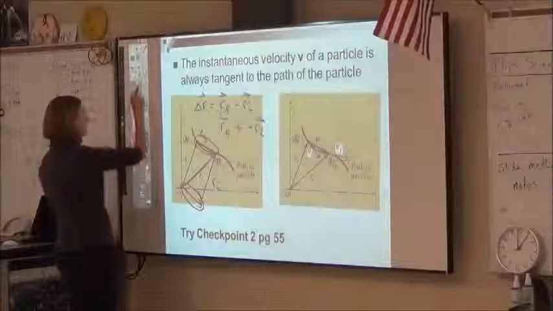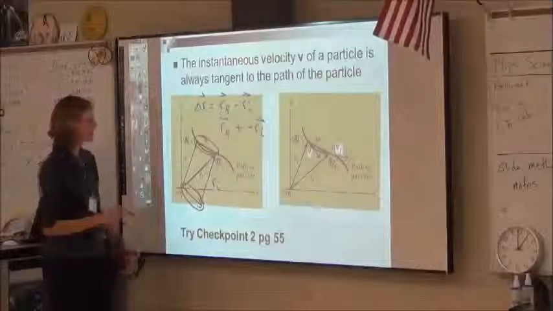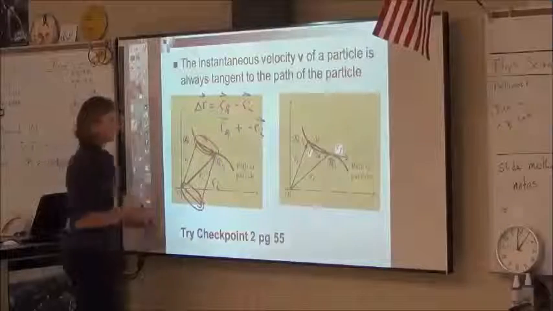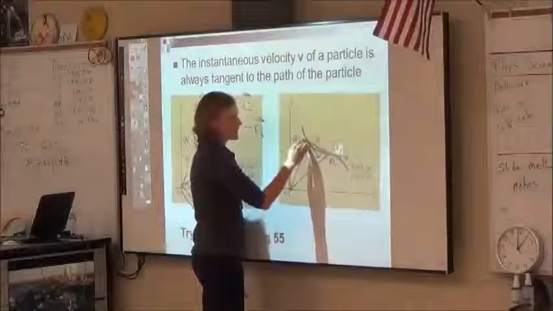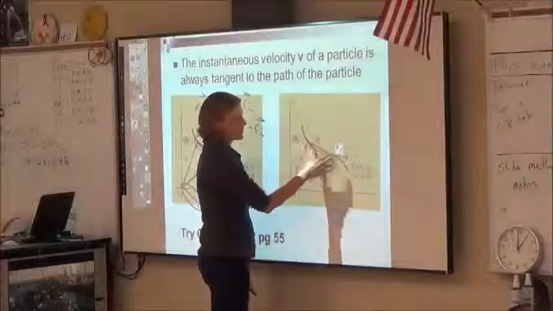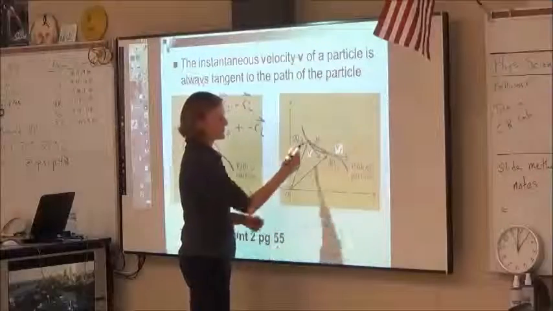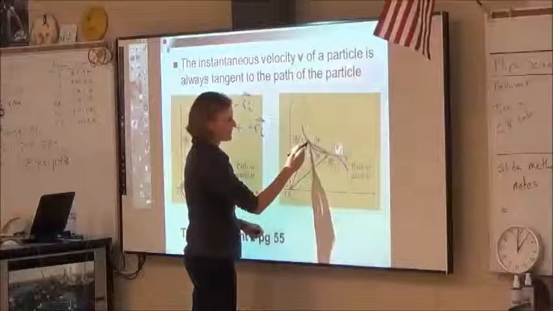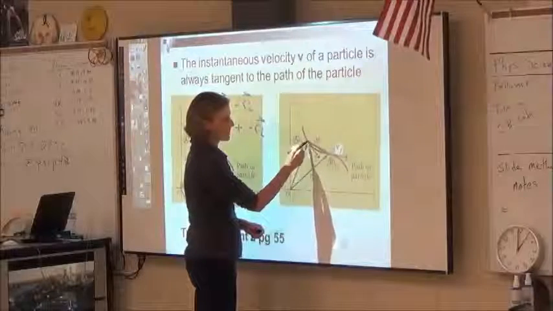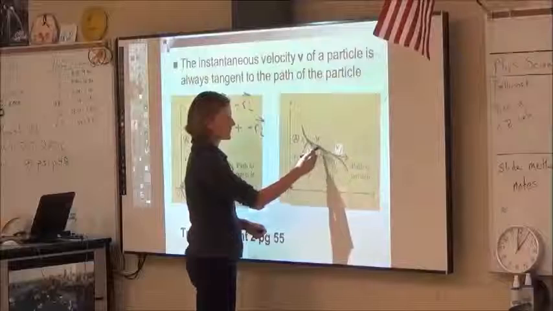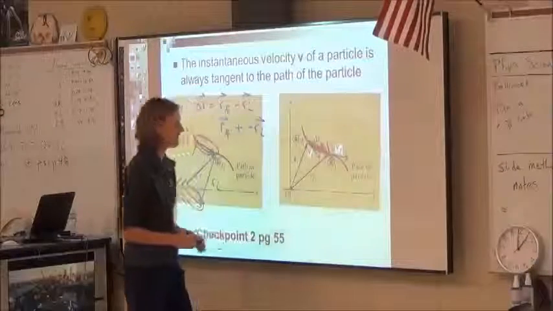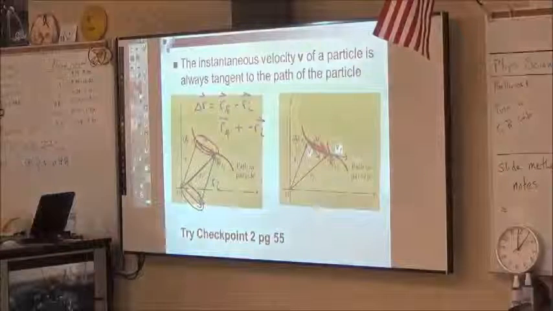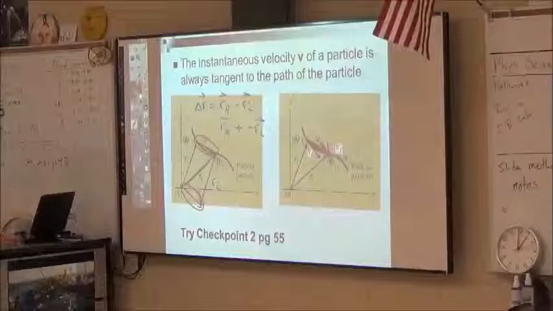And if I wanted the average velocity, you can see that the velocity vector is drawn in here, again, tangent at each instant. But of course, the average velocity would be in this direction. It would be my displacement over time. Okay, there we go. So the average velocity would be in the direction of that displacement vector.